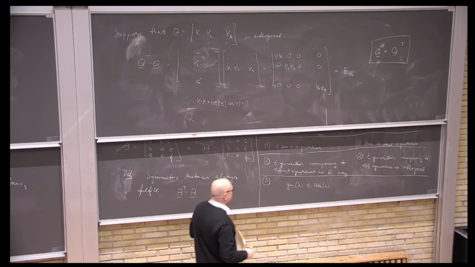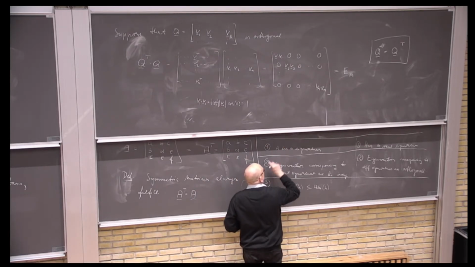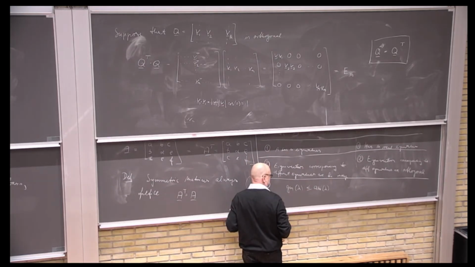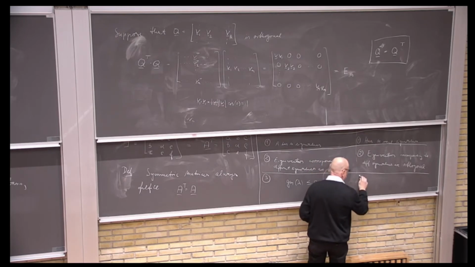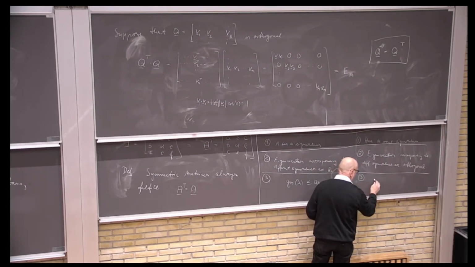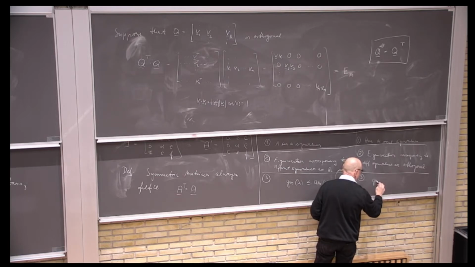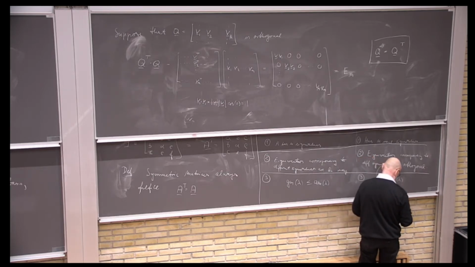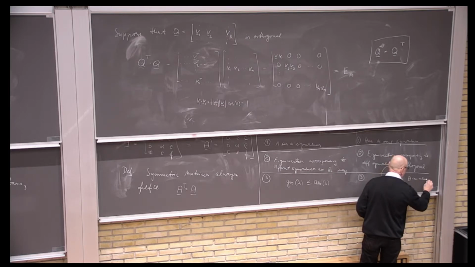This is what we saw for the general matrices. But for symmetric matrices, you always have that the geometric multiplicity is equal to the algebraic multiplicity. And this means that A can always be diagonalized.